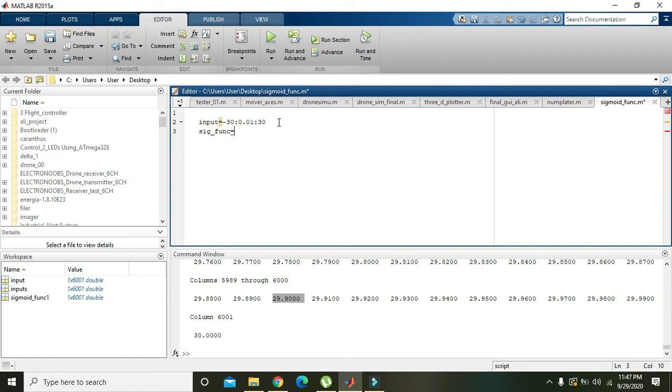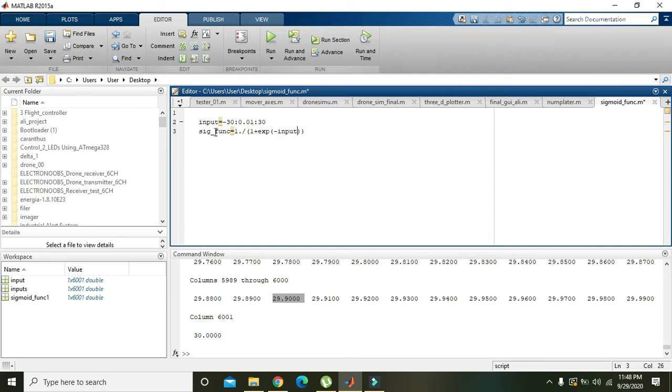Now we will write sig underscore func is equal to. Sig underscore func is also a variable. Now we will write our logistic or sigmoid function in it, like 1 dot divided by. Why are we putting dot here? Because we want to divide this 1 with each value of the input, so that is why we are doing it. Also 1 plus exp of minus input.